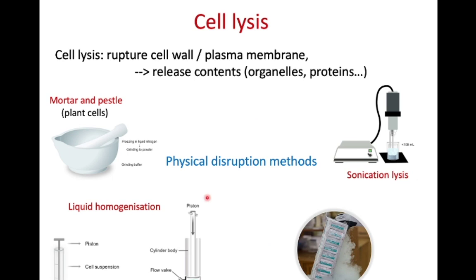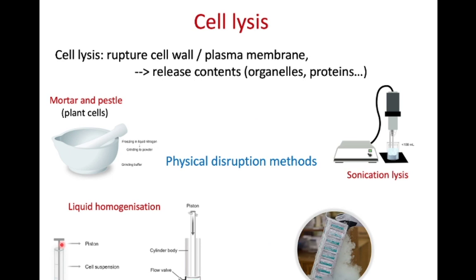Other methods are liquid homogenization, and there are different systems for this. Two of them essentially use a piston which is inserted into a tube. Often the piston is about the same size as the inner diameter of the tube, and the sample is placed in the bottom. The piston is then moved up and down, and the cells are squeezed past the piston, and this action helps to break open those cells.